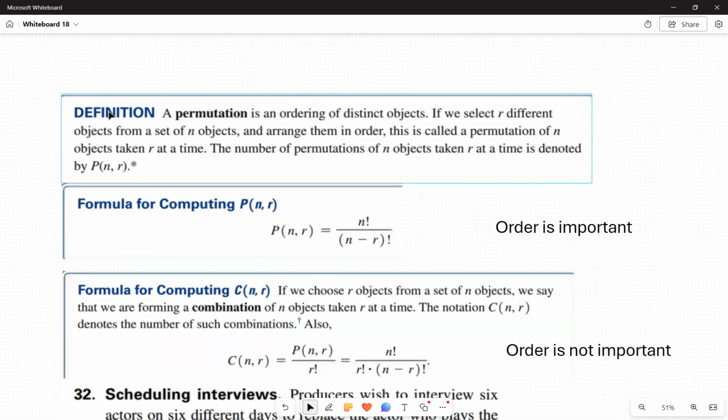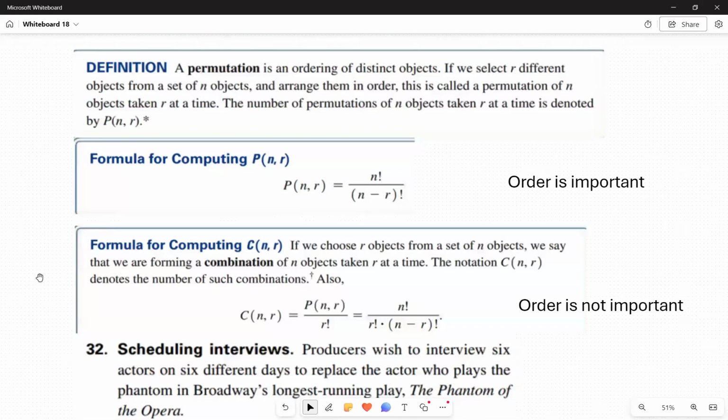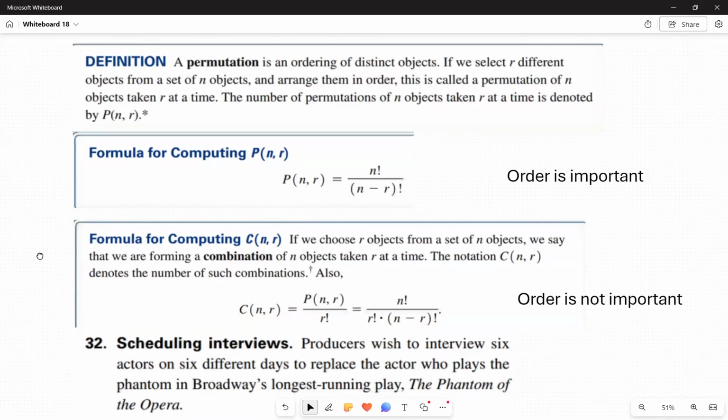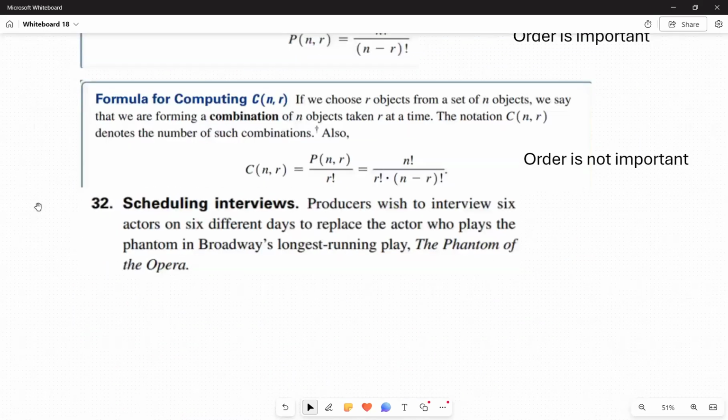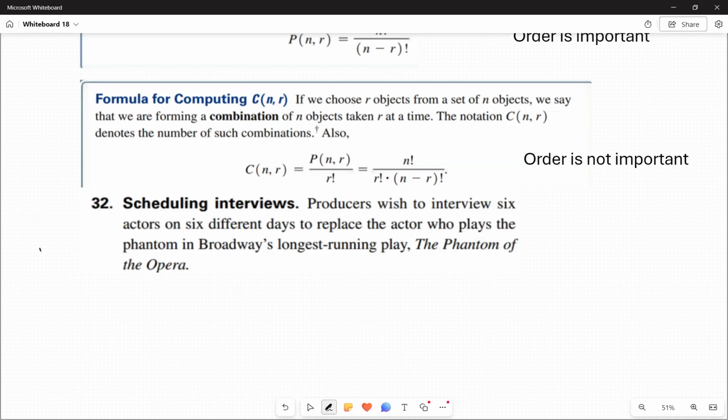As long as you have the winning set of numbers, you have the winning combination or the winning set, regardless of the order in which you selected the numbers. So that's the difference: in one the order is important and the other one is not. Now, when doing word problems, you must determine from the context whether the order matters or doesn't. Here's the first example, about scheduling interviews for a musical.